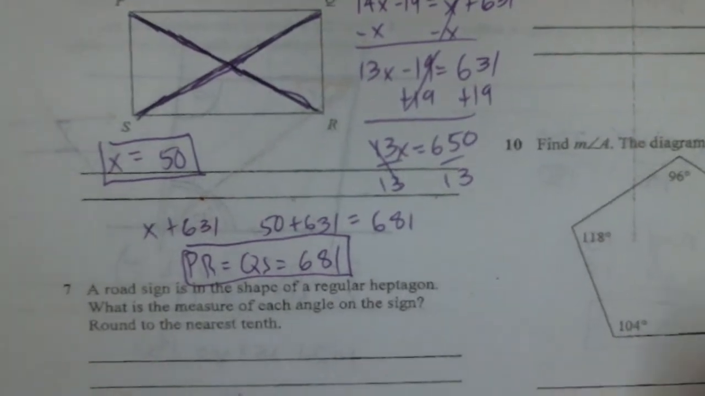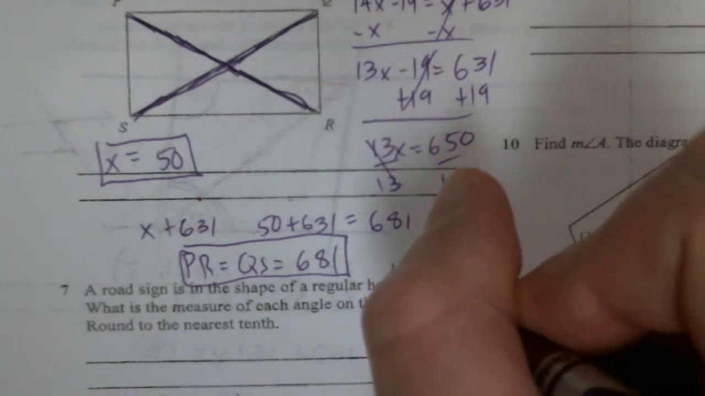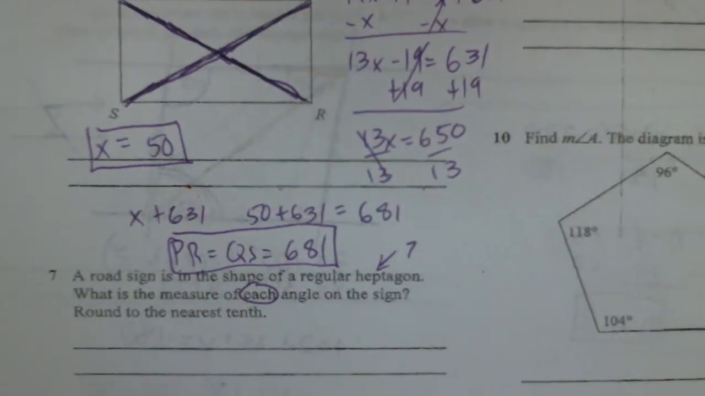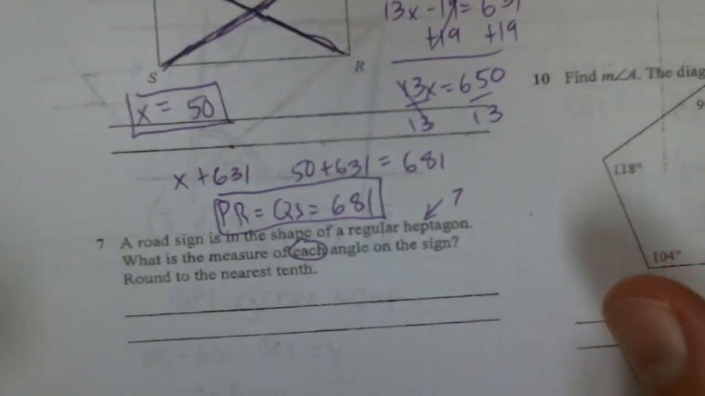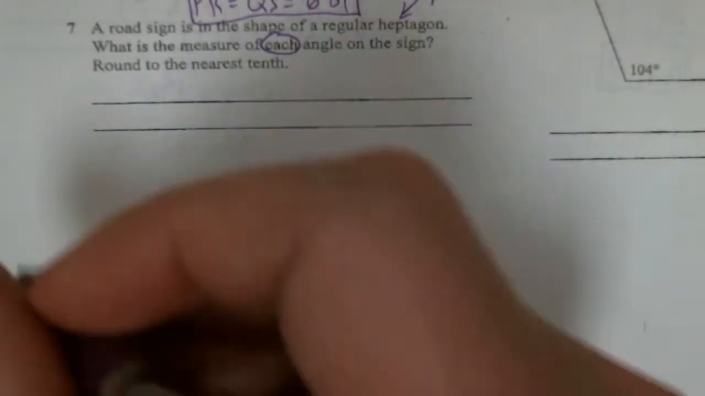Number 7, a road sign is in the shape of a regular heptagon. Heptagon is 7. What is the measure of each angle on the sign? I don't want the sum, I want each angle. So let's come down here real quick and list out the four formulas from section 5.1.